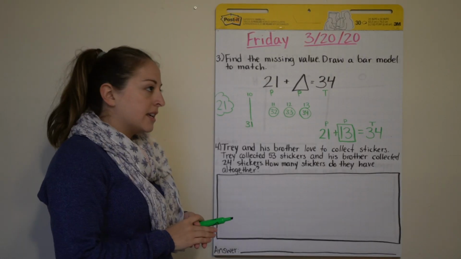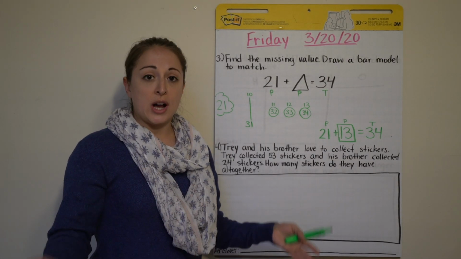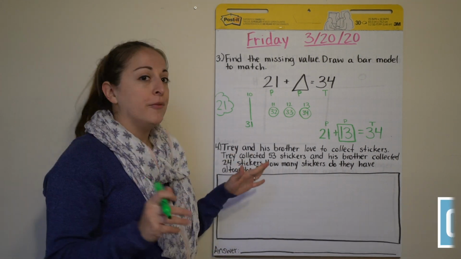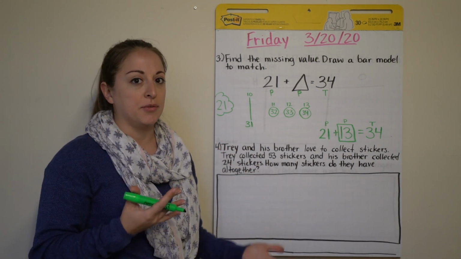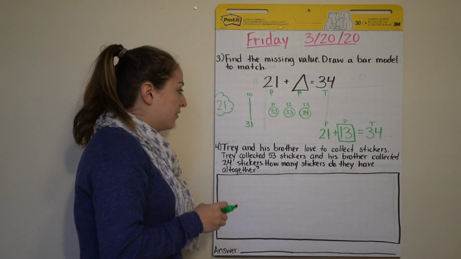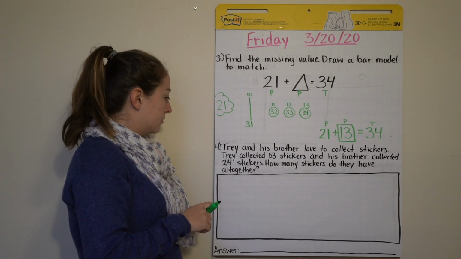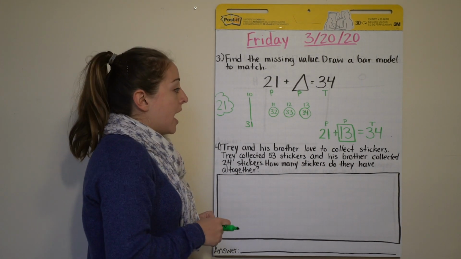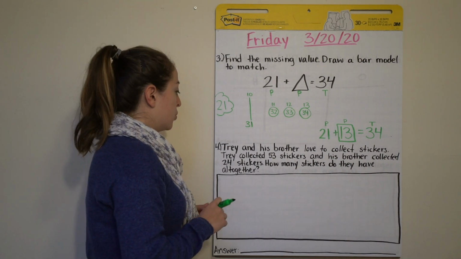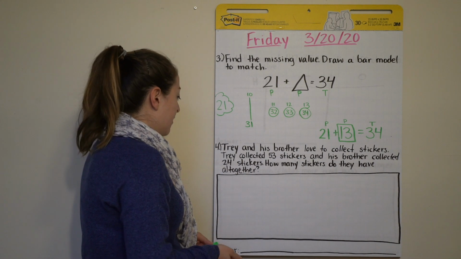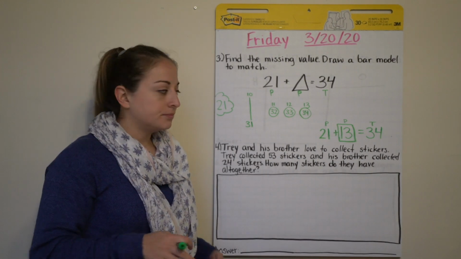All right, so let's keep moving. We're gonna move on to question number 4. And I'm gonna read the whole problem first, just so I can see what type of problem this is. Trey and his brother love to collect stickers. Trey collected 53 stickers, and his brother collected 24 stickers. How many stickers do they have all together?